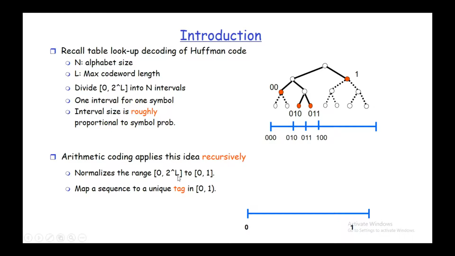The way you had the number of bits assigned and then divided a range from 0 to 2 raised to n, for example here there were 3 bits, so this was divided from 000 to 111. Now I will normalize this entire range between 0 and 1, so all my symbols should be able to fit into this particular range. I will map a sequence of your input to a unique tag in 0 to 1.